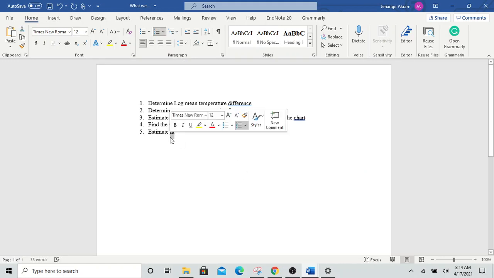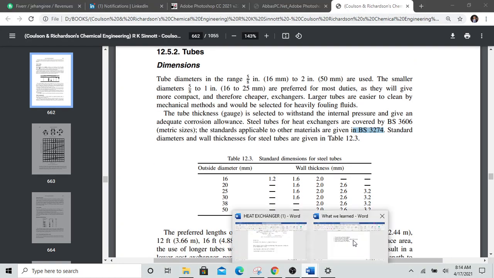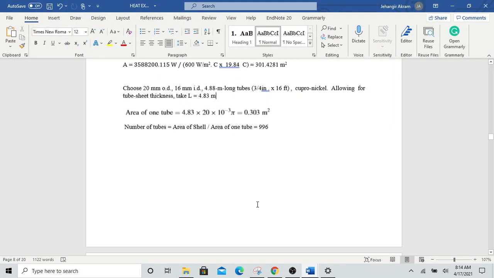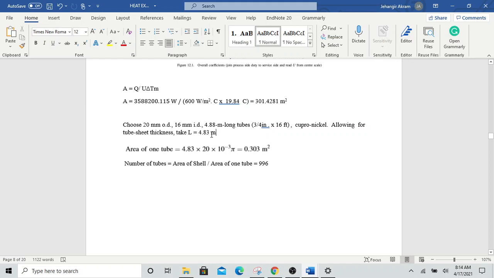estimate the dimensions, by dimensions I mean length, diameter, thickness and all those things. Using area, I will tell you why I mentioned area. Okay, we have the length, we have our estimate. You can say assume the outer dia and inner dia of tube.